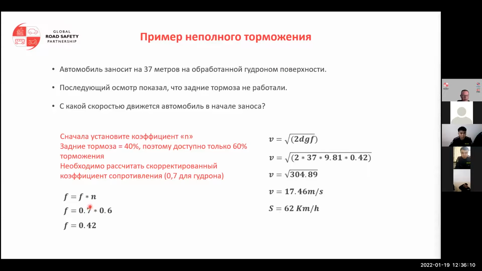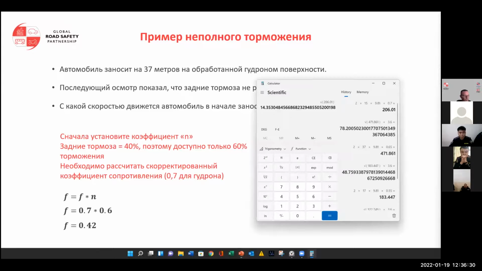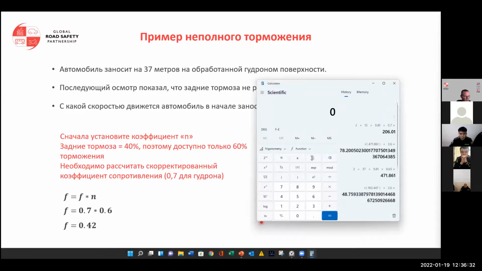Dry tar seal road, drag factor is 0.7. Multiplied by 0.6, that's 60%, gives us a drag factor of 0.42. Now we just use our standard slide to stop equation and do the mathematics. So we'll do that together here.